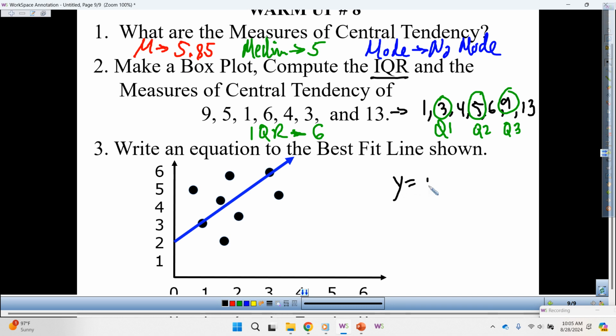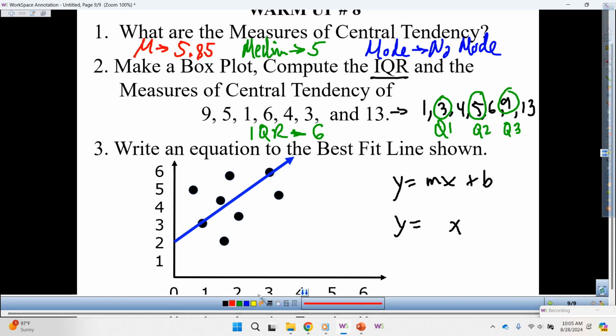Number 3, y equals mx plus b. Y equals blank x. You need a slope and a y-intercept. Tell your neighbor what you got for that equation. Then Carter's going to pass it to someone. We're rocking and rolling. All right, Carter, got someone?